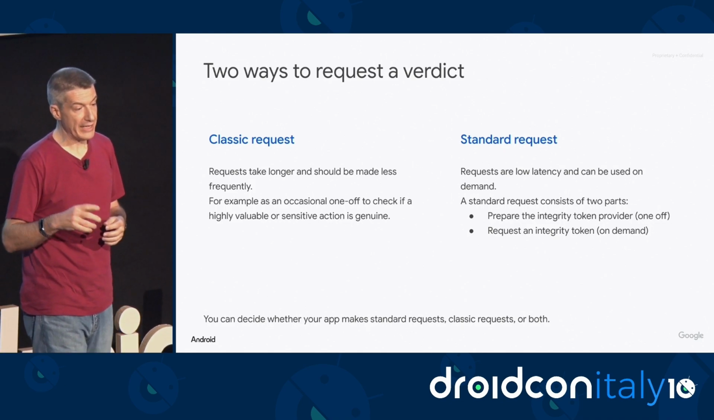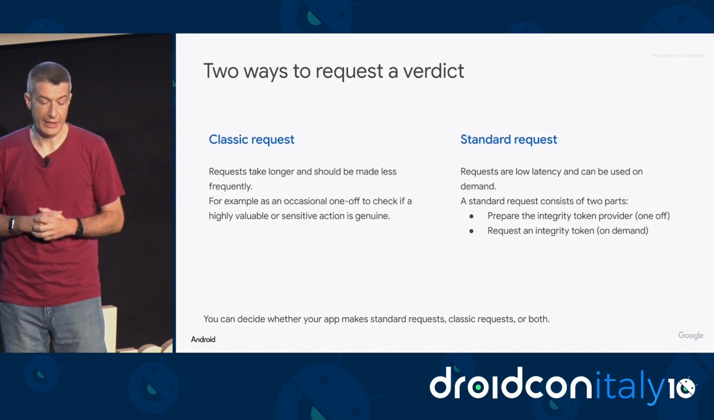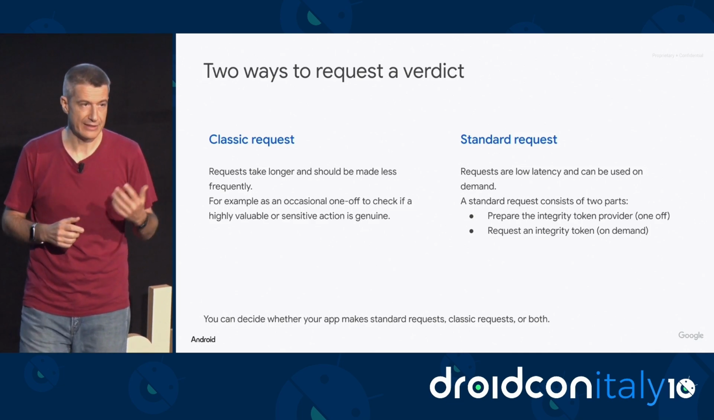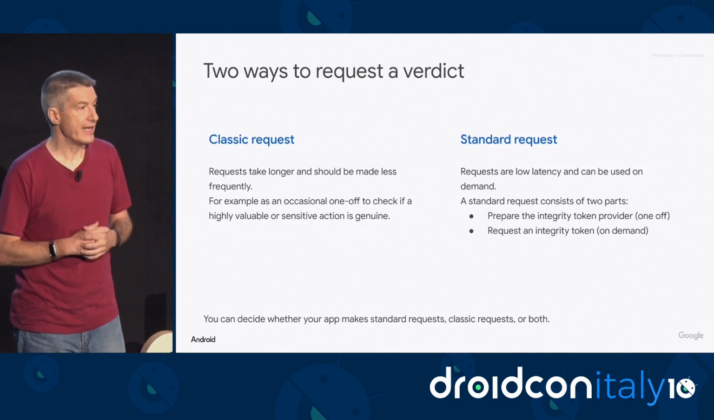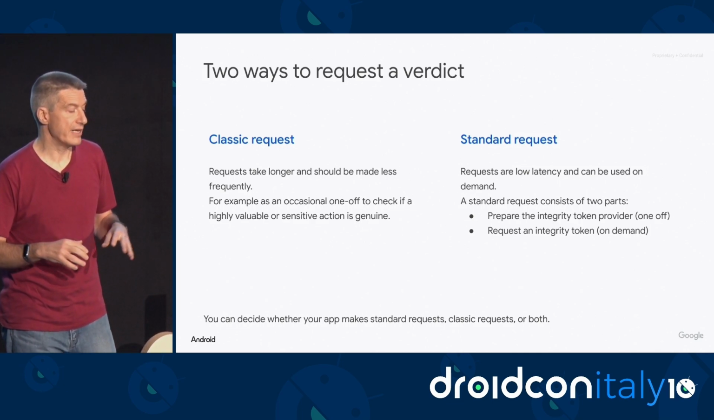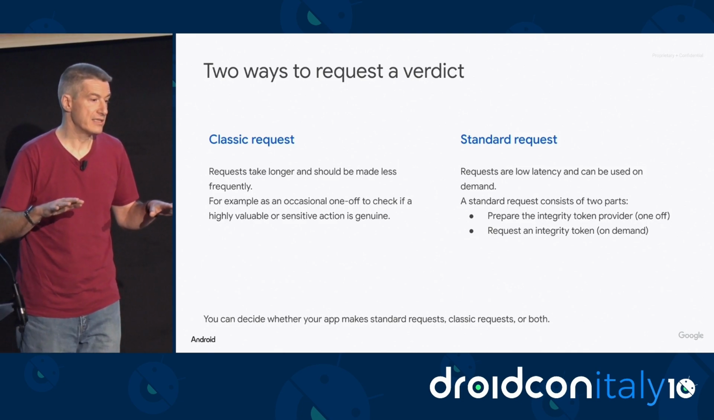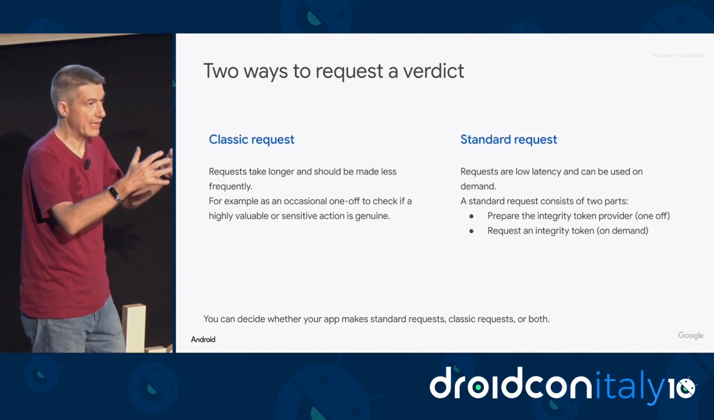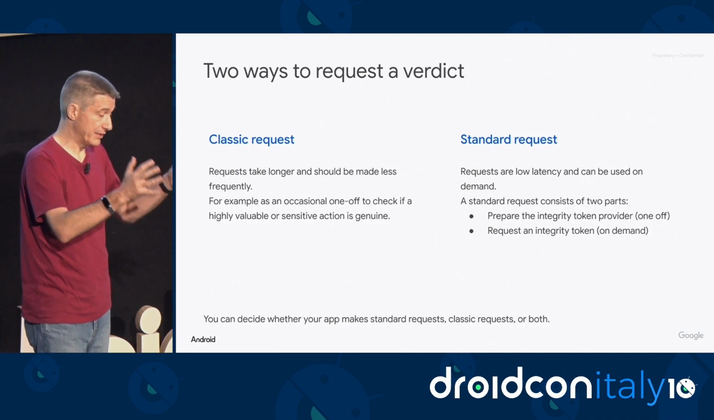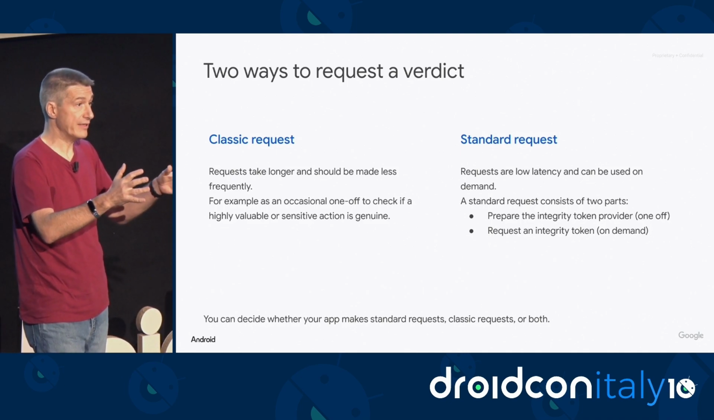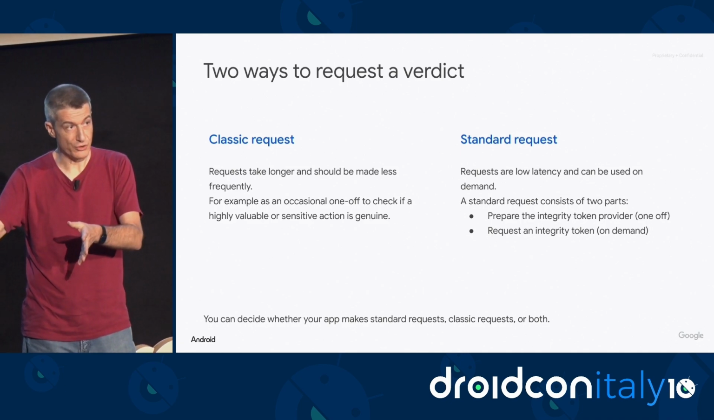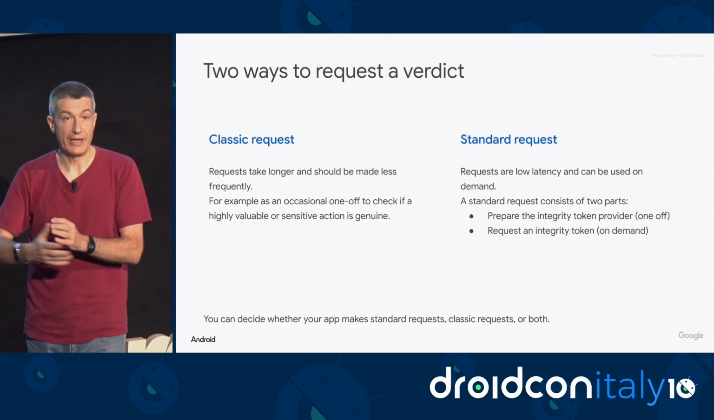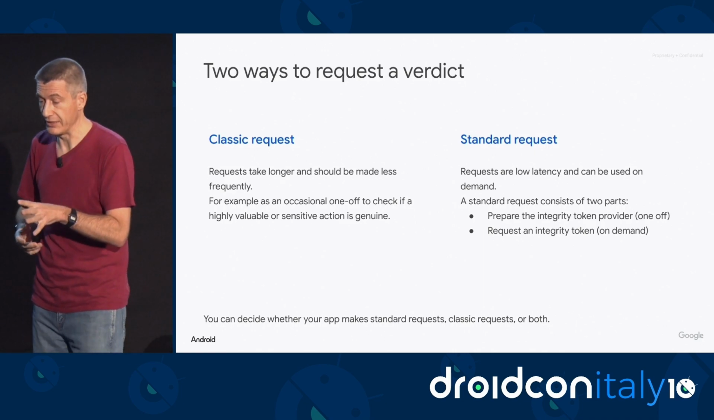Play Integrity API has a new way to request a verdict, the standard request. In this case, it's low latency. We split the job in two places. You have a setup time where you can set up a particular object that you can then use when you use the application to request a verdict on a particular transaction.